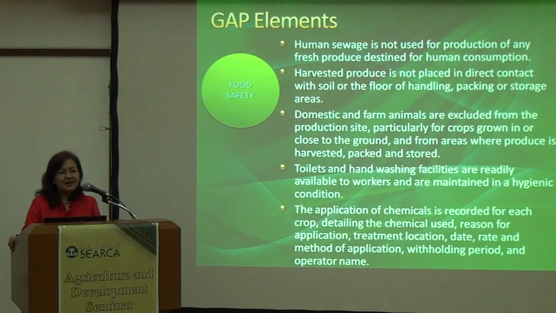The application of chemicals is reported for each crop, meaning there has to be a lot of work that should go into record keeping. Who did what? Who applied the chemicals? How did you apply the chemicals? The date, the rate, the method of application, all of this should be recorded.